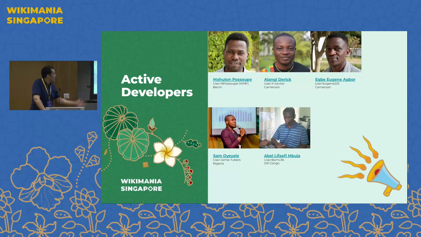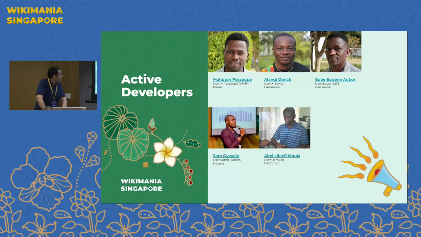You can meet Mahitan. Mahitan is from Benin, and he was from that community. After that, he was recruited to work at the Wikimedia Foundation, and now he's among the staff of the Wikimedia Foundation. He's doing some really excellent work regarding MediaWiki, mainly development, APIs, all the stuff related to MediaWiki.